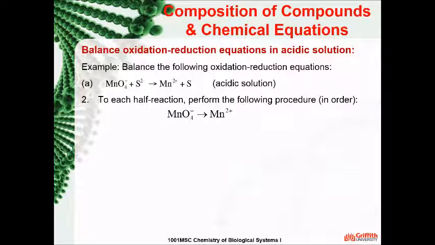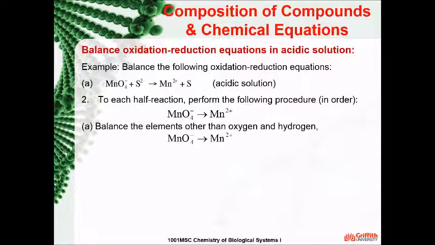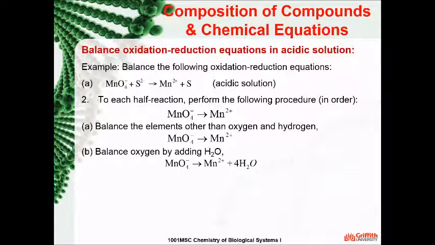First, balance the elements other than oxygen and hydrogen. There is one Mn atom on the left side and one on the right, so this element is balanced. Balance oxygen by adding H2O. There are 4 oxygens on the left side, but none on the right side, so we add 4 water molecules.